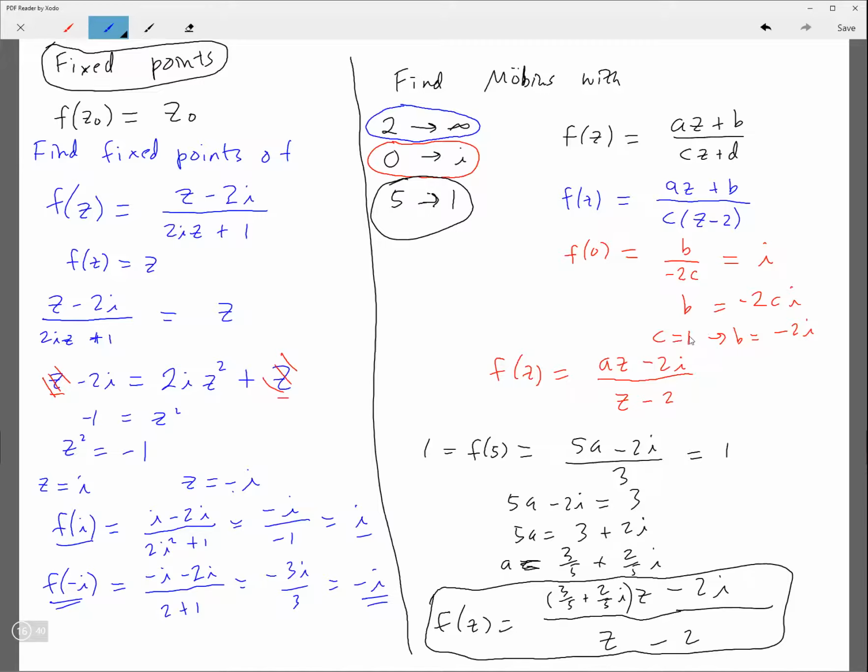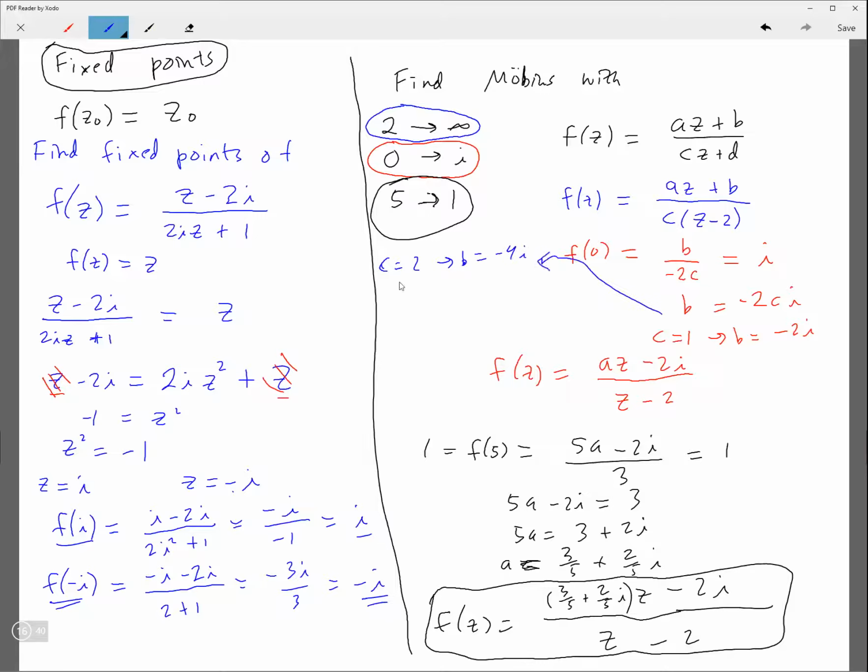So let's do this one. Let's say C was 2, which means B would be negative 4i. So we're going to alternate over here. That means we would have a z, and then minus 4i, and then over here, c is 2, so that would be 2 times z minus 2.